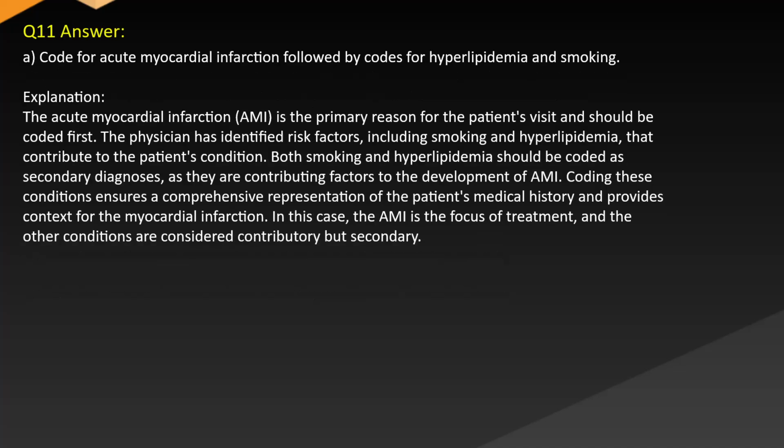Answer A. Code for acute myocardial infarction followed by codes for hyperlipidemia and smoking. Explanation. The acute myocardial infarction (AMI) is the primary reason for the patient's visit and should be coded first. The physician has identified risk factors, including smoking and hyperlipidemia, that contribute to the patient's condition. Both smoking and hyperlipidemia should be coded as secondary diagnoses as they are factors in the development of AMI. Coding these conditions ensures a comprehensive representation of the patient's medical history and provides context for the myocardial infarction. In this case, the AMI is the focus of treatment and the other conditions are considered contributory but secondary.